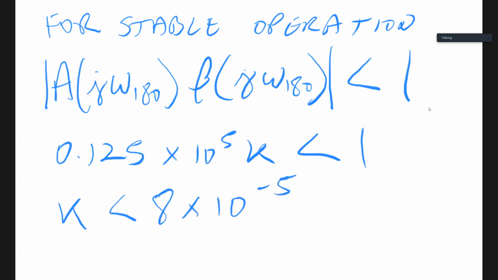Okay? So that answers the question of find the value of K above which the closed loop amplifier becomes stable. So if K is above 8 times 10 to the minus fifth, then the amplifier will become stable. And that was problem 1182. Any questions about 1182?